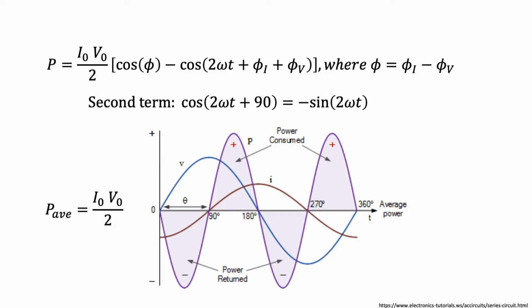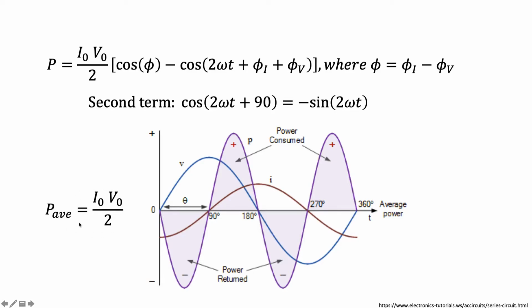This is an equation which we derived earlier. In an inductor, the phase difference between the voltage and the current is positive 90 degrees. Thus, if we set phi I to be 0, phi V should be 90 degrees. The first term vanishes because phi I minus phi V is 90 and cosine 90 is 0, while the second term becomes as shown. Taking the average power of this, we obtain the expression as shown.